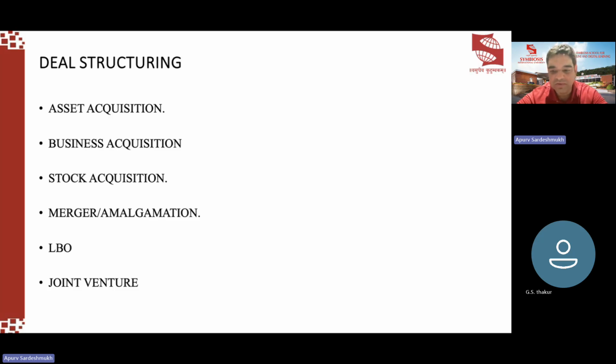Stock acquisition, share acquisition, the same word. In the United States, it's called stock acquisition. In India, it is called share acquisition. You acquire shares from shareholders of the company, and it becomes a share acquisition. By acquiring the shares, you acquire the company, and you acquire all aspects of the company. So when you acquire all aspects, you own its assets, liabilities, its indebtedness, its cases, everything in it.